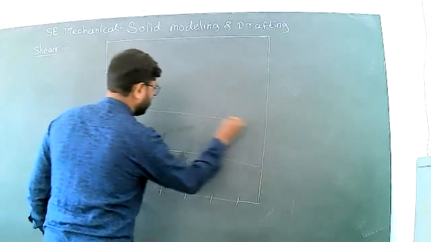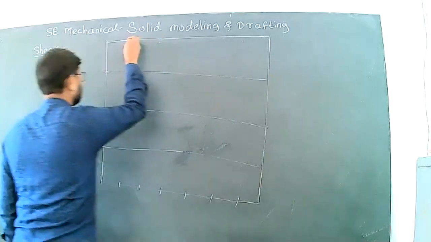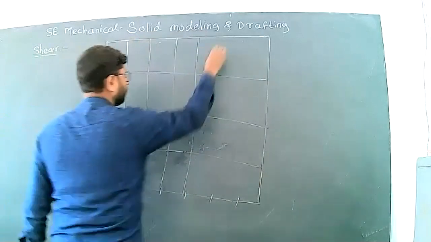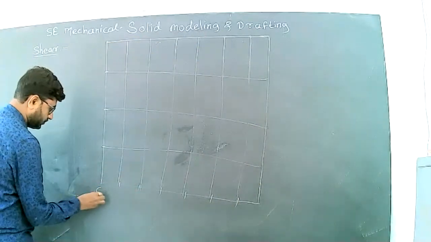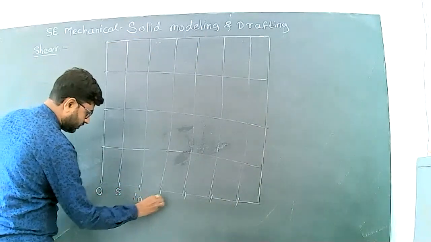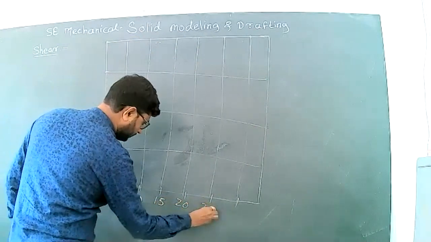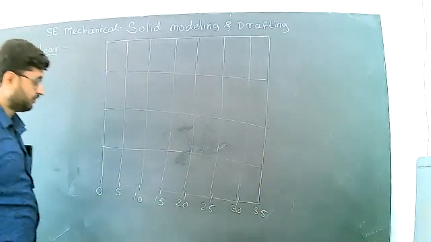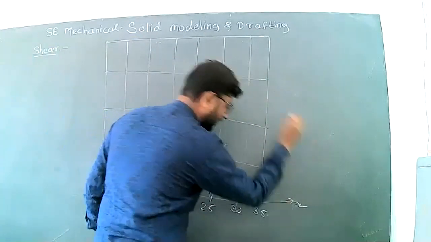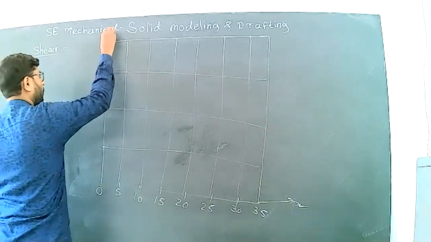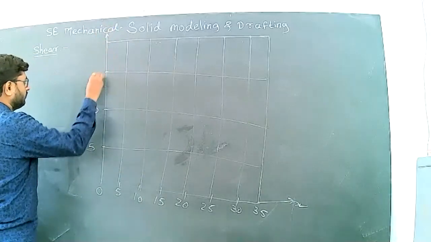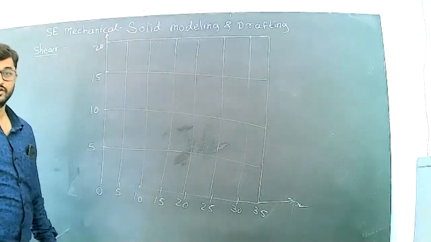I draw horizontal lines and vertical lines. Suppose these are the horizontal lines, and vertical lines 2, 3, 4, 5, and 6. That is 0, 5, 10, 15, 20, 25, 30, and here it is 35 along the x-axis, and along the y-axis, suppose the distances are 5, 10, 15, and 20.